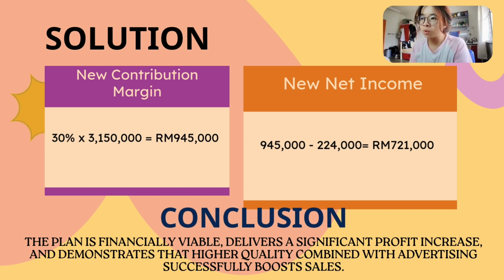Other than that, when we want to calculate the new net income, we take the answer by the new contribution margin, minus the 224,000 ringgit, so we can get the answer, which is 721,000. So the conclusion is the plan finally delivered a significant profit increase and demonstrated that higher quality combined with advertising success boosts sales.